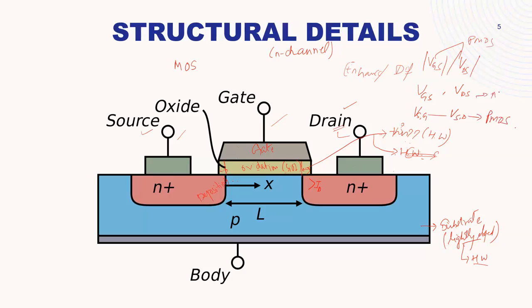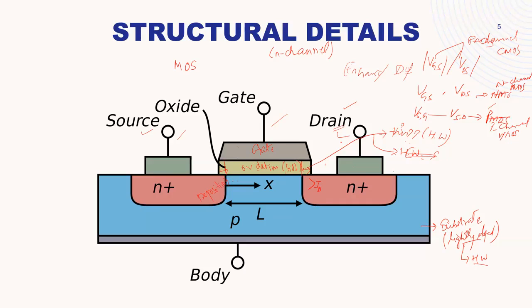Cool? Not PMOS, sorry, what am I doing? P-channel MOS and N-channel MOS. Okay? Clear? Is there any confusion? Please tell me now. Otherwise, everything will just go above the head after this. So, working in regions we'll do in the next class.